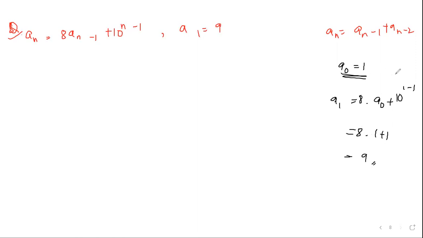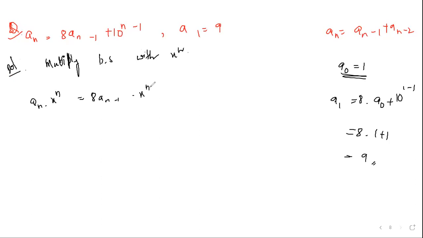Now what should I do? I am multiplying both sides of our equation with x^n. So let's write the solution. Multiply both sides with x^n. So a_n into x^n is equal to 8a_(n-1) into x^n plus 10^(n-1) into x^n.